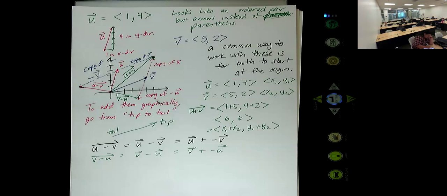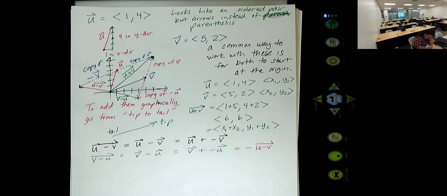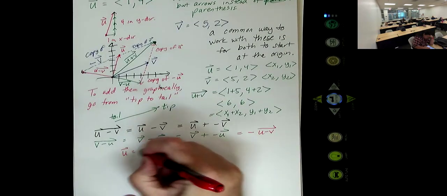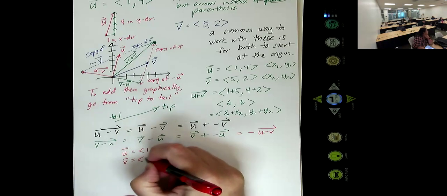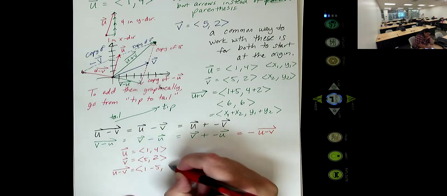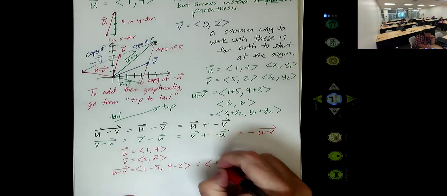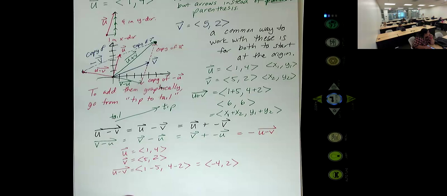You'll notice that this is the negative of u minus v. They are pointed in the opposite direction, but have the same length. And numerically, u was 1, 4, v was 5, 2. Doing the subtraction is easy, just do subtraction. 1 minus 5, 4 minus 2. I get negative 4 comma 2. And that looks about right.